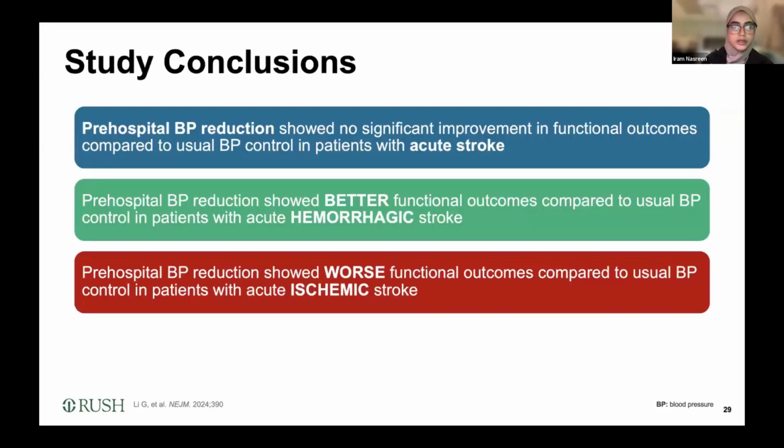So for the authors' study conclusions, they concluded that pre-hospital blood pressure reduction showed no significant improvement in functional outcomes compared to usual blood pressure control in patients with acute stroke. However, there were better functional outcomes compared to usual care in patients with hemorrhagic stroke and worse functional outcomes compared to usual care in patients with ischemic stroke.